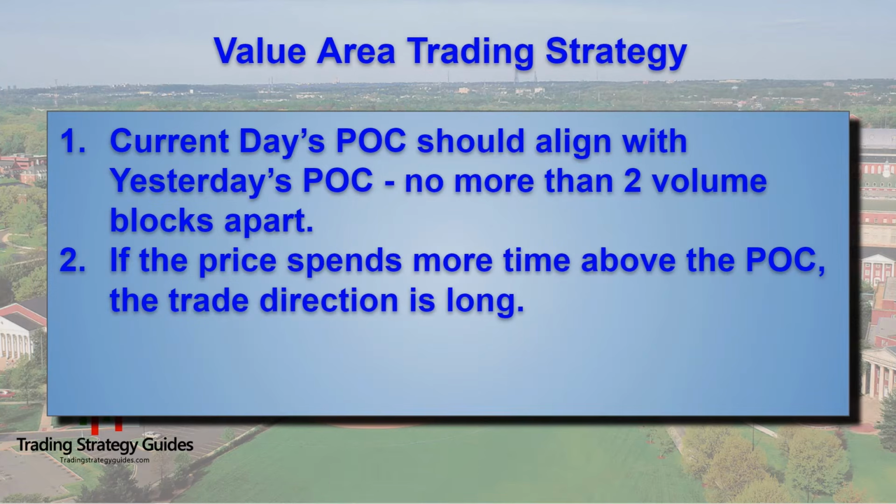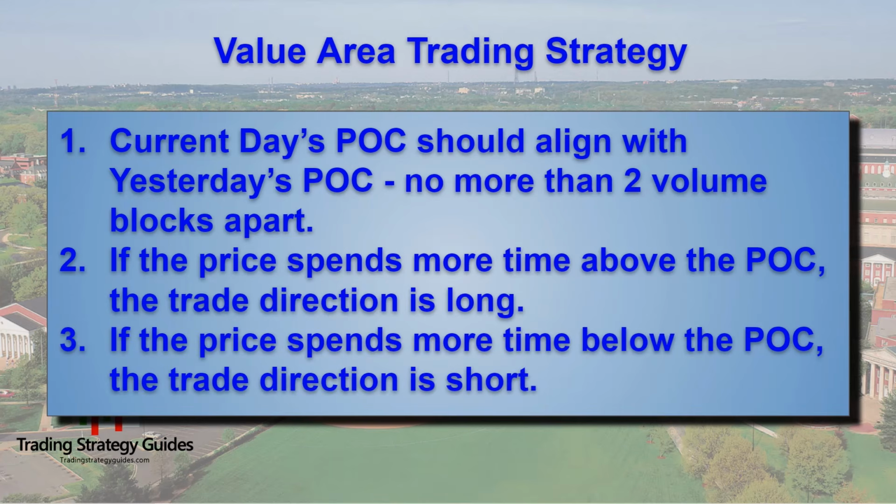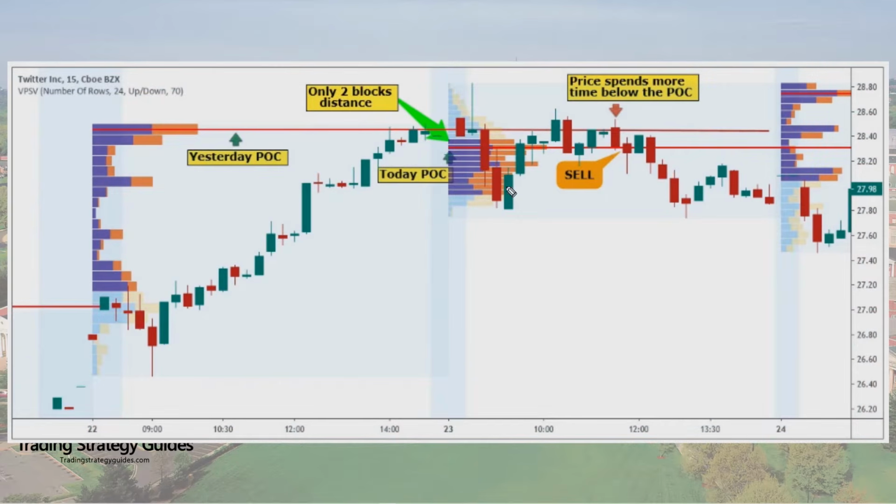Which brings us to step number 2. If the stock is spending more time above the POC, then the trade direction is long. If the stock is spending more time below the POC, the trade direction is short. So you can see that most of the price action has been below these 2 POCs. So we sell on this close below today's POC.